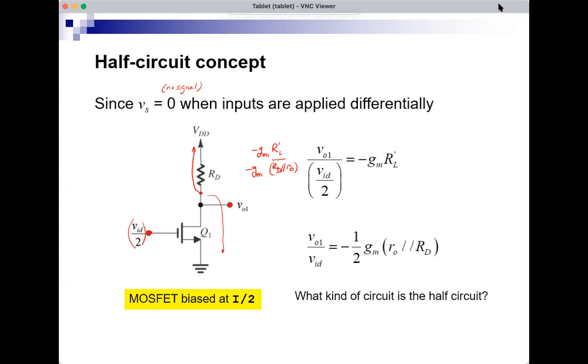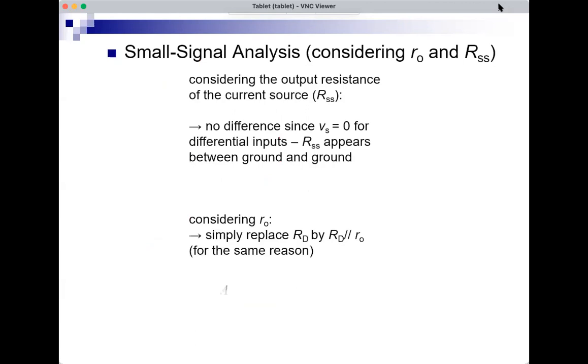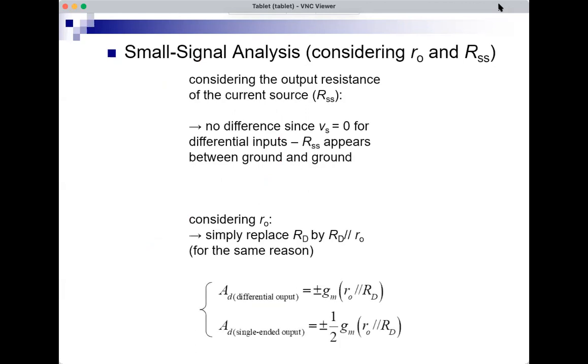So VO over VID over 2, and in this case, the output is VO1 at the first drain, is minus GM RO' L. So VO1 over VID is minus half GM RO parallel RD. That's a result that we got previously on the previous slide. You see it here. That's it. When we take the output from one drain, we call that single-ended. The output is plus or minus half GM RO parallel RD times VID.